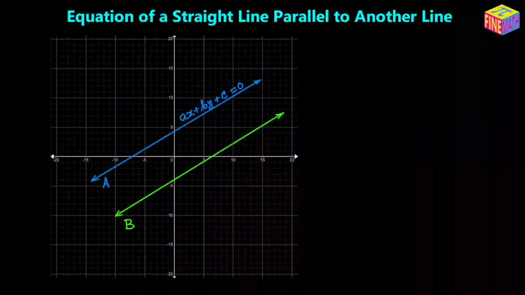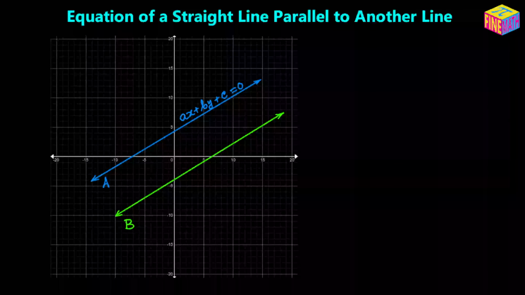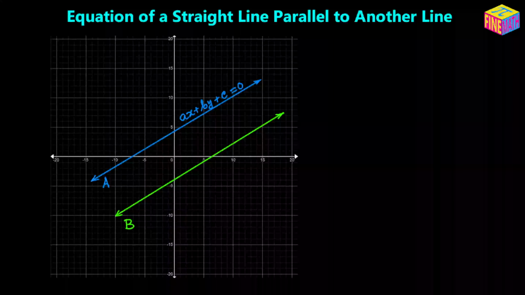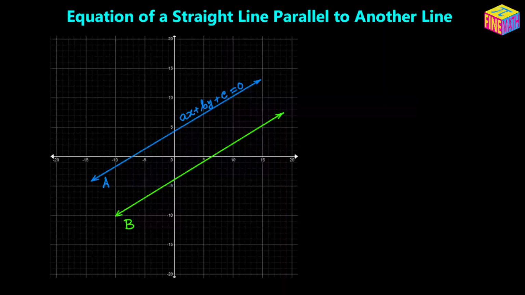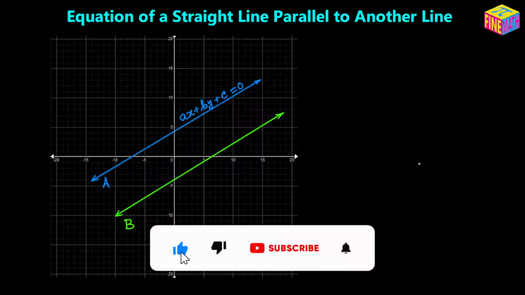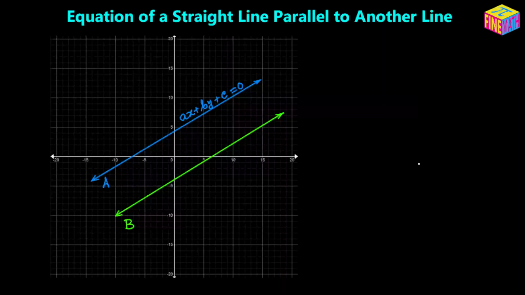Hi everyone, in this video we are going to discuss how to find the equation of a straight line which is parallel to a given straight line. So suppose we have a straight line A whose equation has been provided, which is ax plus by plus c equals 0, and then we have to find the equation of another straight line. Let's suppose the straight line is B as in the diagram, and we have to find its equation, and it is parallel to the given line A.